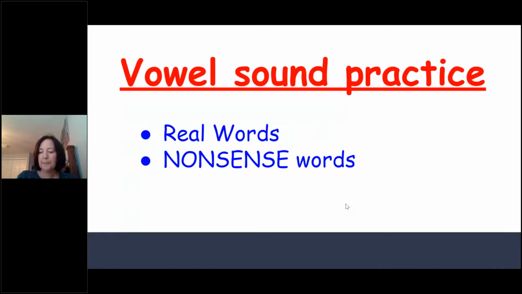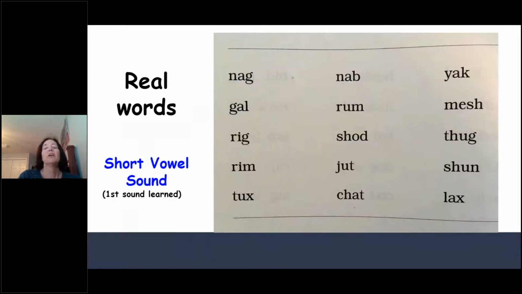Okay, so we're going to start with some real words, and I'm going to tell you all of these are going to be short vowel sound words. So it's going to be like the apple, "a," and then "ed," "e," "itch," "i." The O would be "octopus," "o." The U would be "up." So it's going to be all of those sounds.